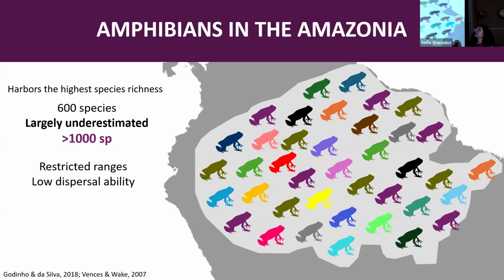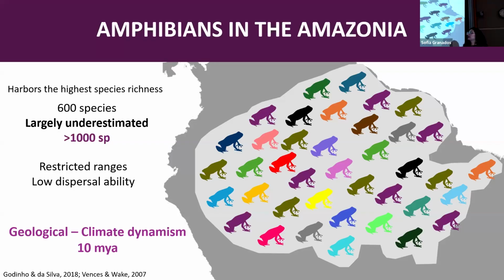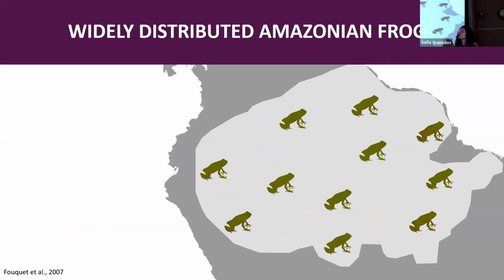With this number of species, one way we could think about how we accommodate all of these frogs is by having restricted ranges. You have a lot of frogs, and all of them have little tiny ranges. One reason could be their low dispersal ability. However, one of the main reasons that explain these restricted ranges, and not only in amphibians, but in a lot of other groups, is the changes in geological and climate dynamism that this region has gone through over the past 10 million years.